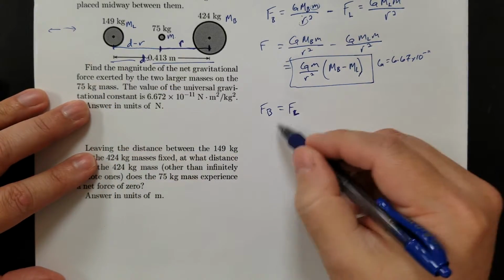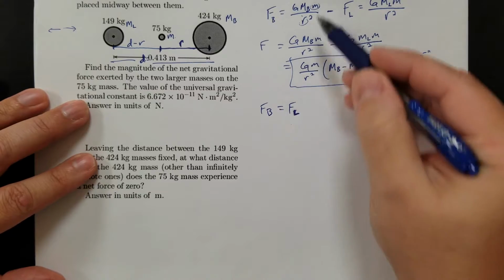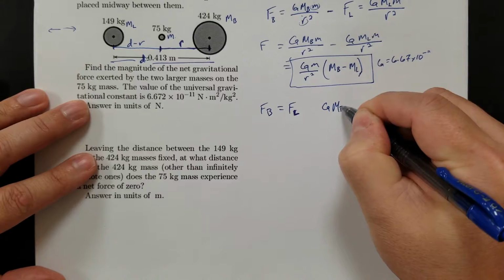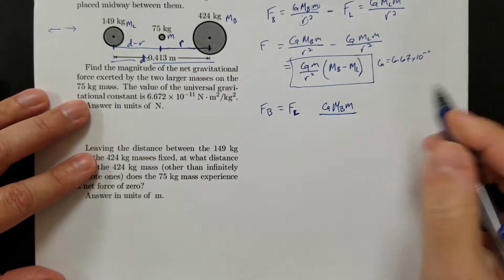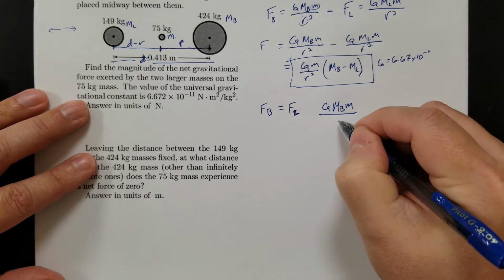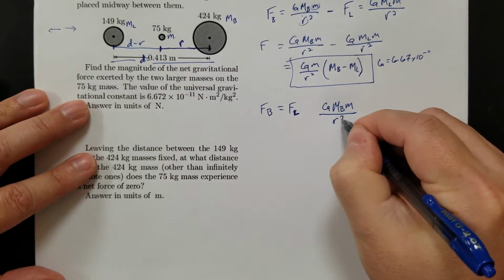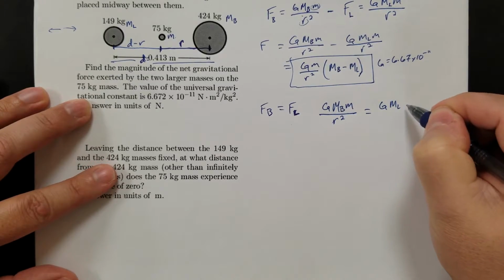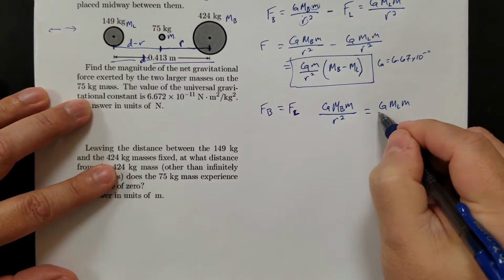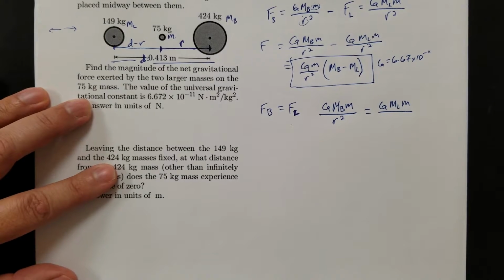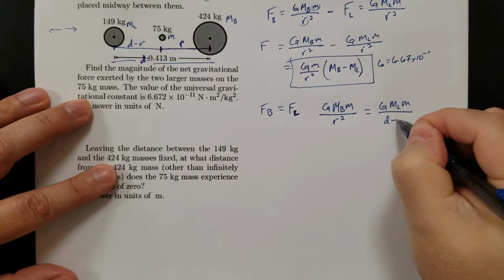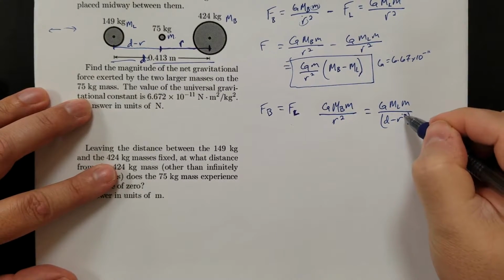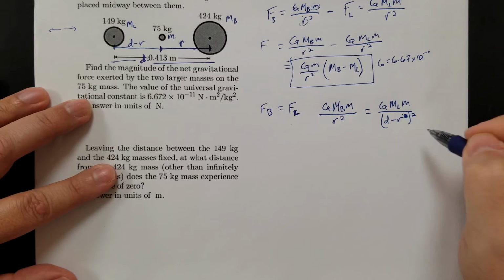All right, so let's write an equation that says this, right? So I'm just going to substitute in the gravitation equation for these two forces. So I can say G times mass of the big one times the mass in the middle over R squared, because that's the big one, equals the little force. So G mass of the little one times the mass in the middle over D minus R, quantity squared, right? Oh, that square should be out here.